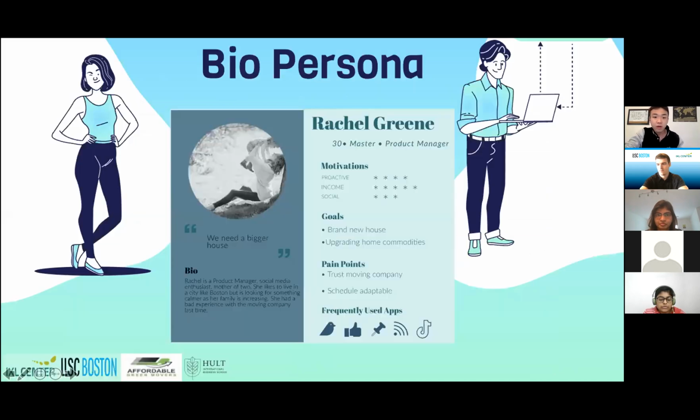So with all this information, we created a buyer persona. You might be wondering, why are we creating one? This is going to be really important for us to further create marketing in the future and to come up with a response to all the issues that we have identified. This is Rachel Green. She is doing her master's. She's a product manager, and she is really interested in getting a bigger house. She wants to find a company that she can trust, which we think Affordable Green Movers is really good at. And she also wants to find a company that is adaptable to her schedule.